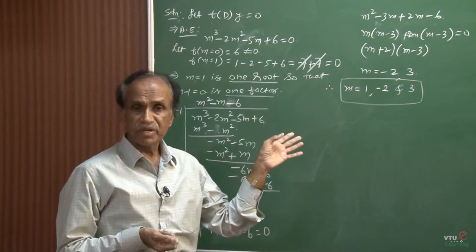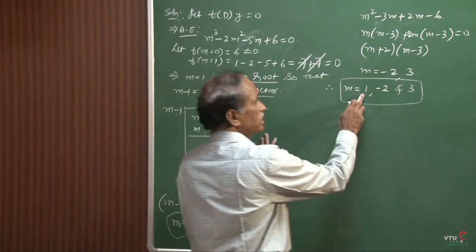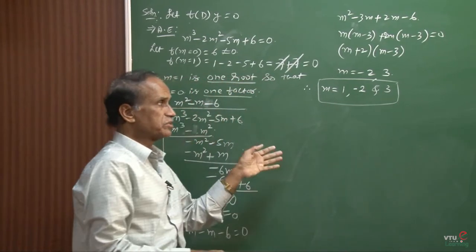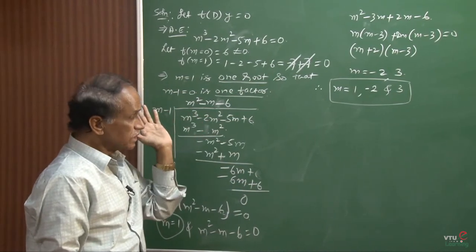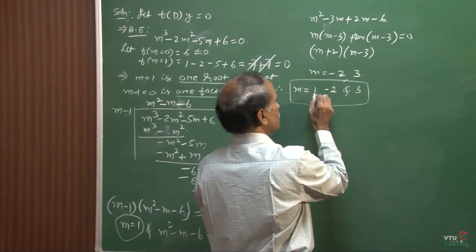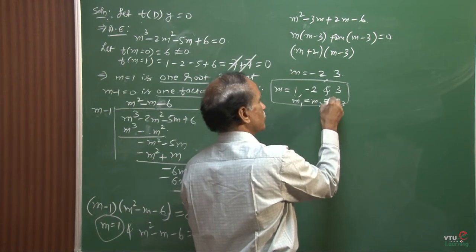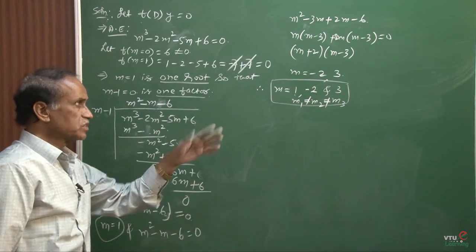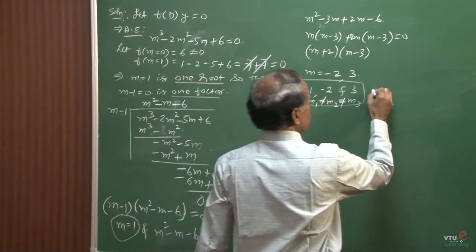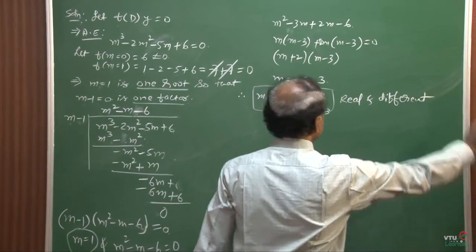Anyway, they are not imaginary, because there is no question of the presence of i, and they are not repeated, because one is not repeated, two is not repeated, three is not repeated. Obviously, the roots are in the real number system, but they are distinct. That means M1, M2, M3 are all not equal. M1 is not equal to M2, M2 is not equal to M3. Therefore, these roots are real and have different values.